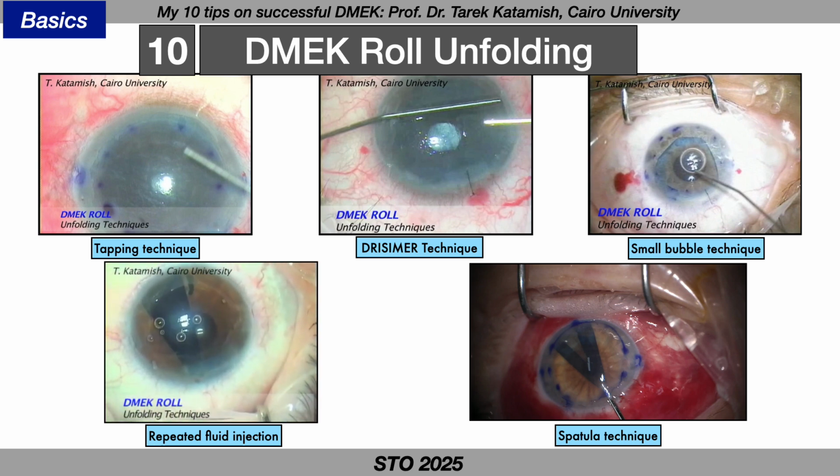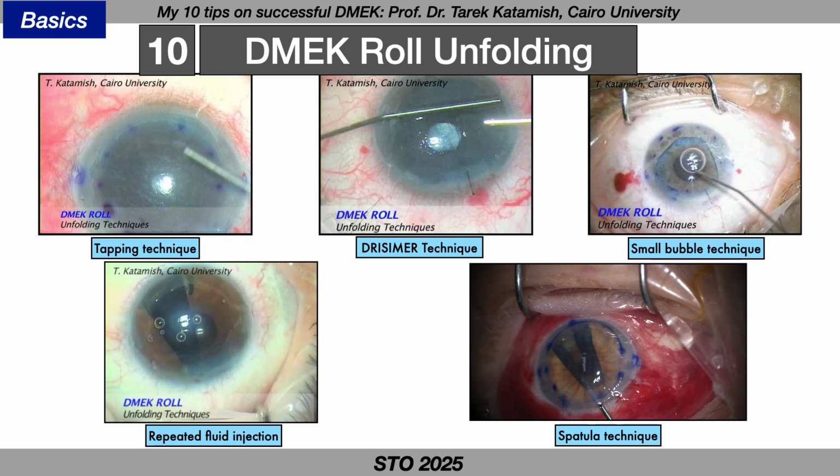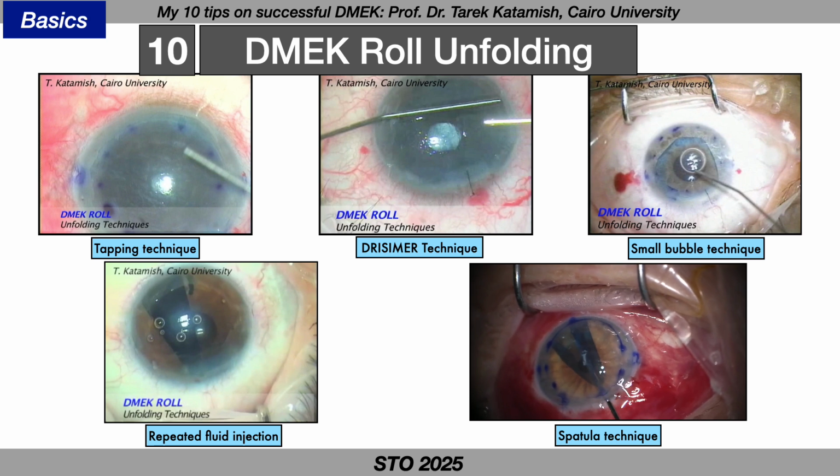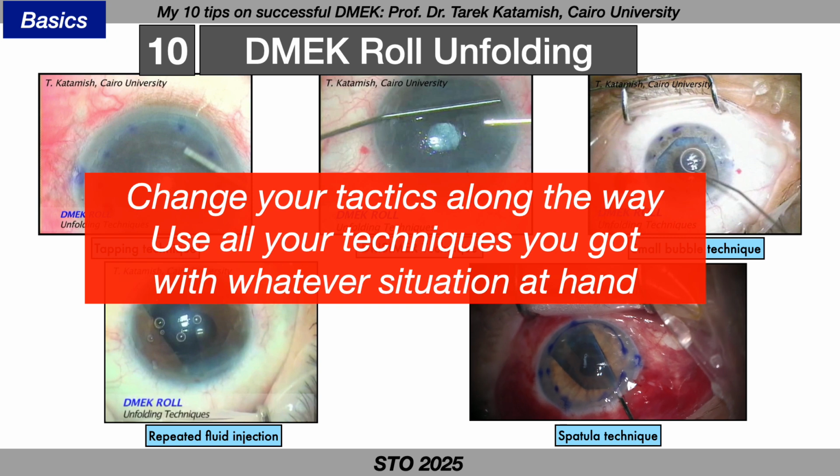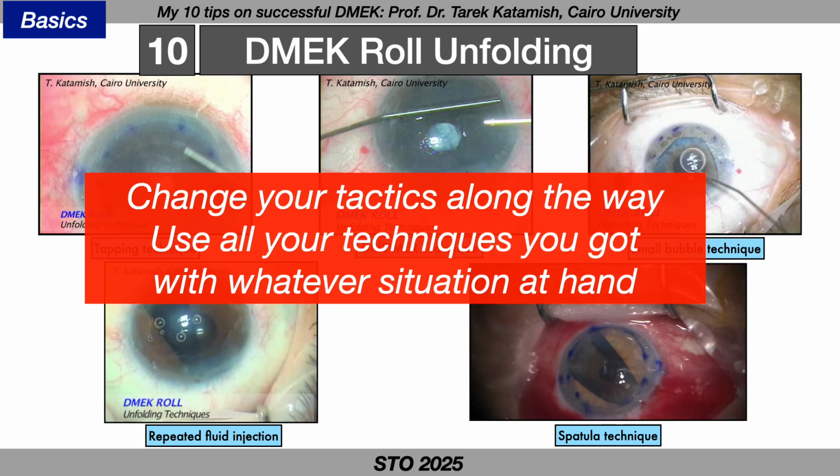And finally, you may use the spatula for opening a DMEK roll, or you may use it sometimes in centration of the DMEK roll, as you see from this last example. So change your tactics along the way. Use all the techniques you've got for whatever situation is at hand.